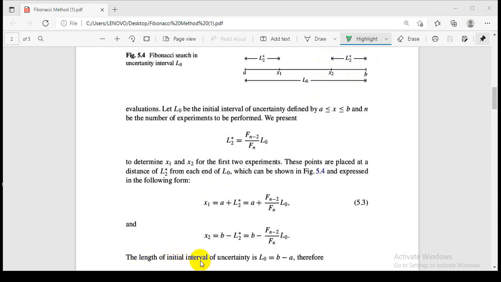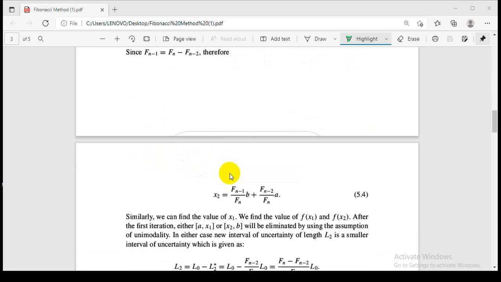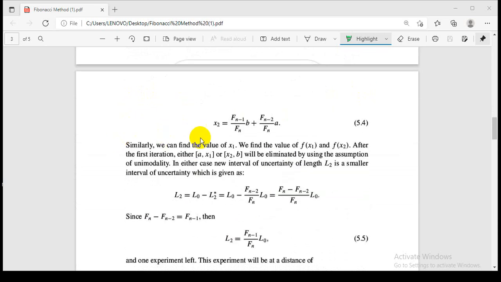And the length of the initial interval of uncertainty is L0 equals B minus A. Therefore, x2 equals this term, and since Fn minus 1 equals Fn minus 2, therefore x2 equals Fn minus 1 over Fn times B plus Fn minus 2 over Fn times A. Similarly, we can find the value of x1 by the same method.